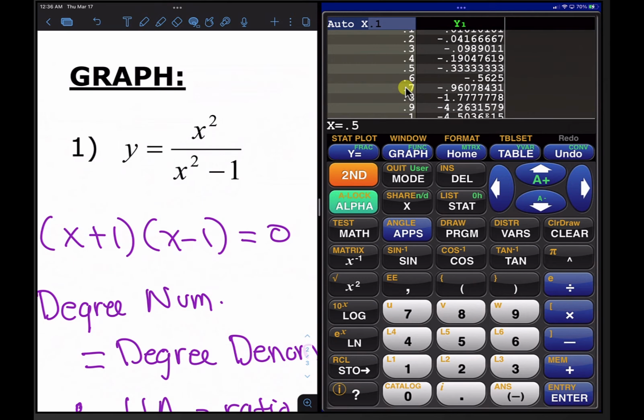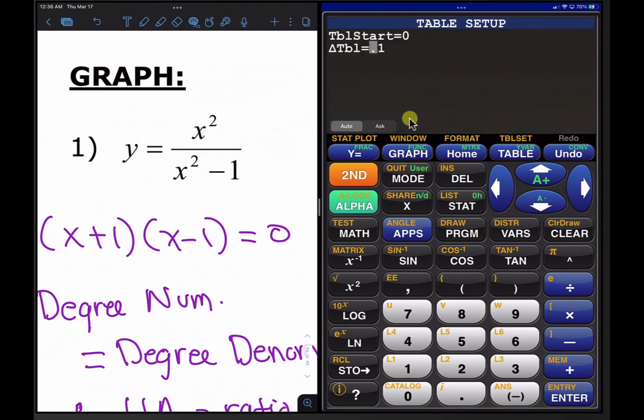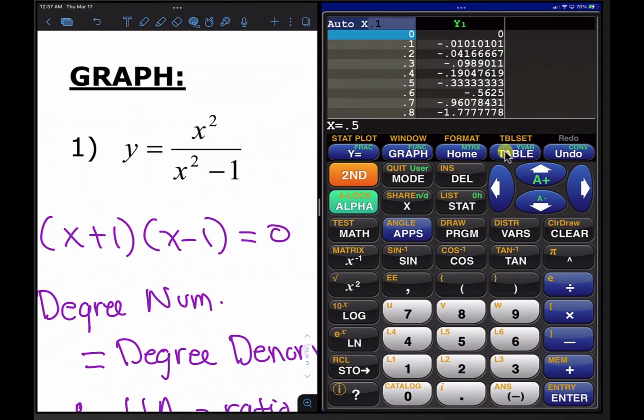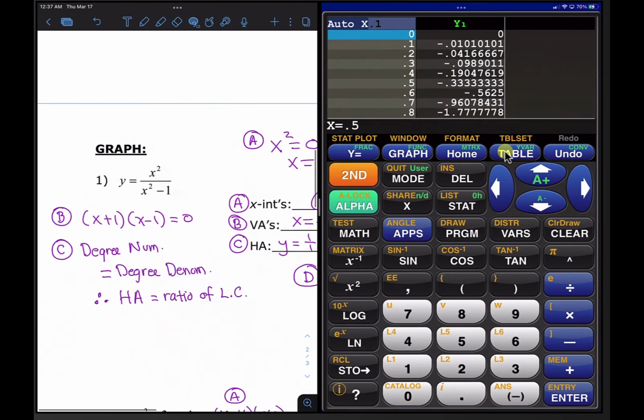The way you set that up is by going into the table set feature. So you'd press the second button, followed by the table button, and then you see that the change in x is set at 0.1, and that's how you can get all of your decimals. The other way is you can set it to ask, and then you can type in whatever x value you want.